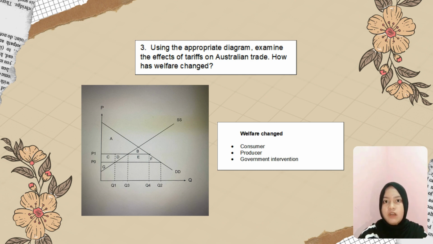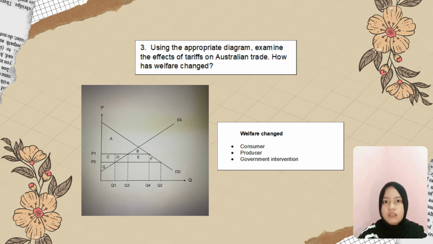The tax revenue collected by the government is as much as P0, P1, Q3, Q4, as shown in the graph above. Net loss of the country is area of DF. Thus, the effect of the tariff caused consumer surplus to decrease, and producer surplus and government tax revenue to increase. How will welfare change? Welfare change because of the consumer.